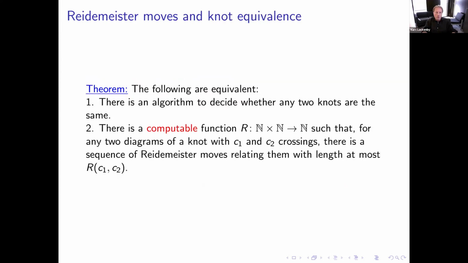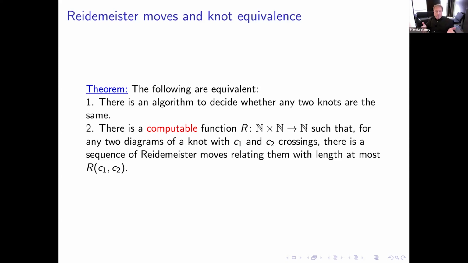So you can quantify this in the following theorem. It's a pretty elementary theorem, but I think it's illuminating. It says that the following are equivalent. One: there's an algorithm to decide whether any two knots are the same. Two: that's the same as the existence of a computable function R in two variables, with the property that any two diagrams of a knot with C1 and C2 crossings differ by a sequence of Reidemeister moves with length at most R of C1 and C2.